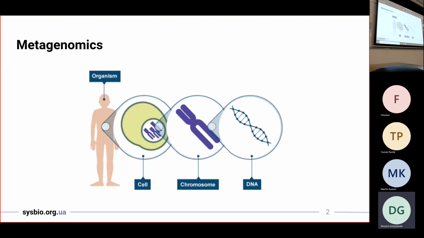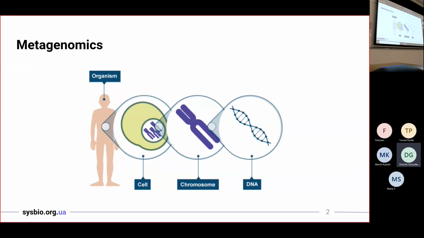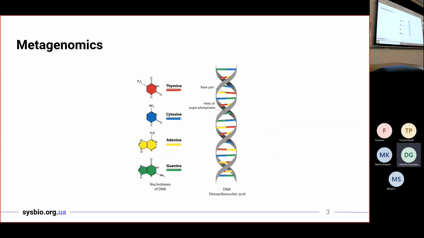So I'll start with some biological preliminaries, some basic stuff. We know that living organisms are built of cells. The cells contain chromosomes, and the chromosomes consist of DNA, where DNA is a double-stranded polymer molecule. It is composed of units called nucleotides. Each nucleotide is composed in turn of one of 4 types of nucleic bases, a sugar and a phosphate group, and the sequence of these nucleic bases encodes genetic information.